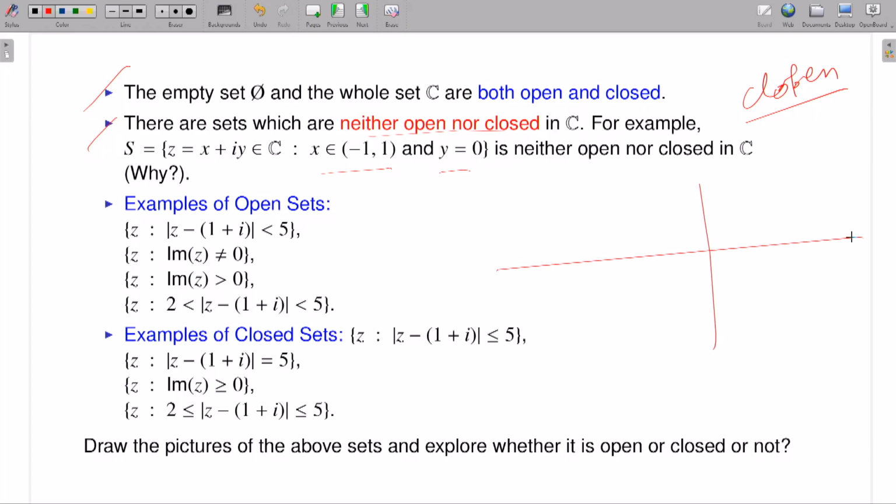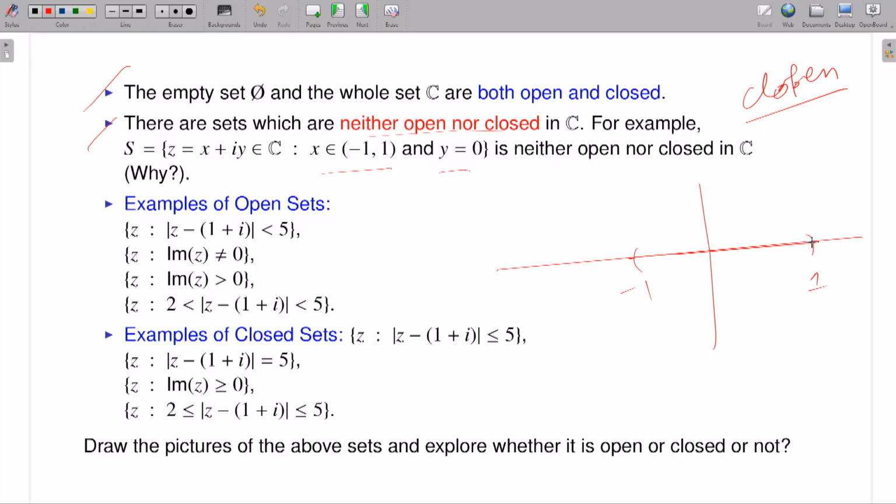So this is my complex plane, x running over -1 to 1. This is my -1, this is my 1, and y is 0. So what is my set? I have only the points here, and I am saying that this set is not open and not closed in the complex plane. First let me see why it is not an open set. What is the definition of an open set? An open set is one where each point inside that set is an interior point, right?